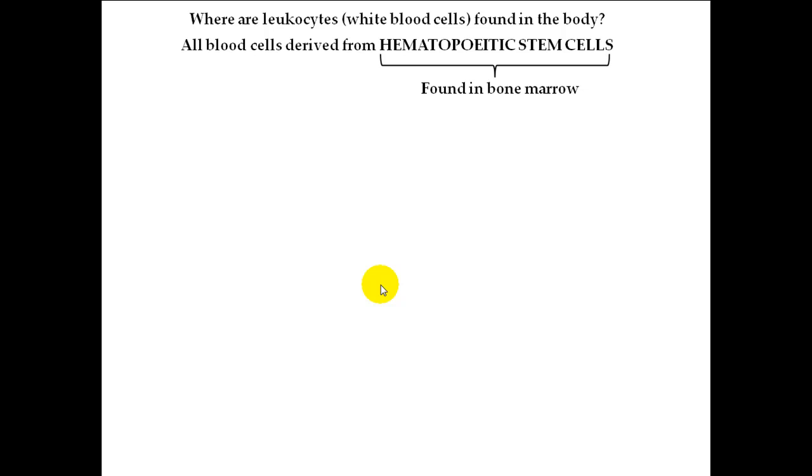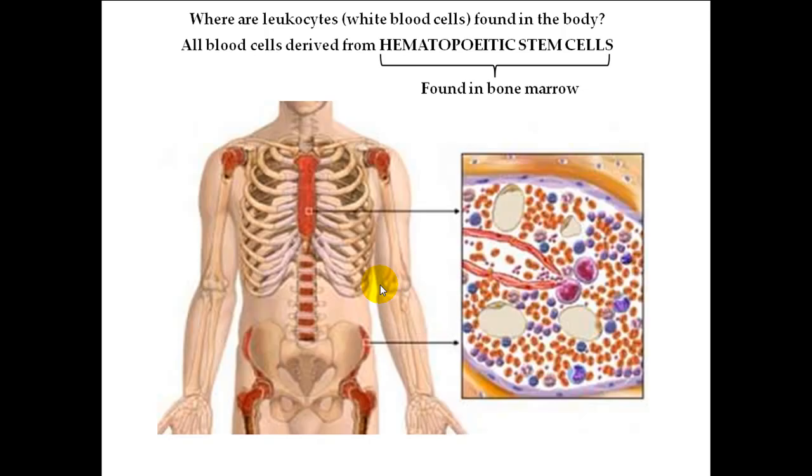There's two types of bone marrow. There's yellow bone marrow, which basically contains a lot of fat, and then there's red bone marrow. Red bone marrow is the type that we're going to be concerned with here, because red bone marrow is the type of bone marrow that contains these hematopoietic stem cells that give rise to all of the white blood cells that we're going to be talking about.